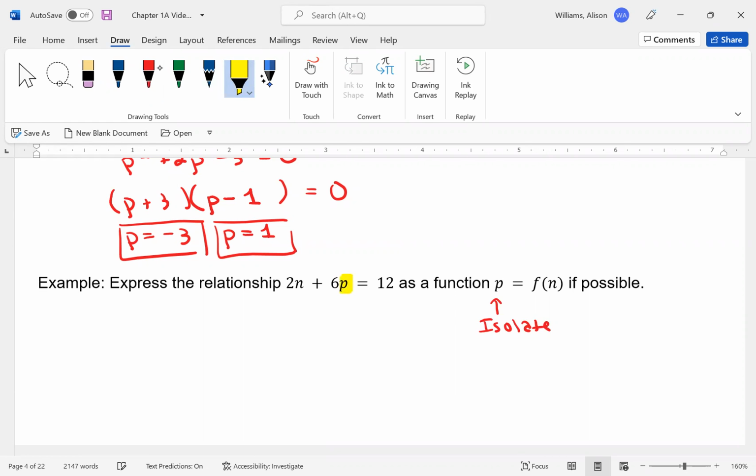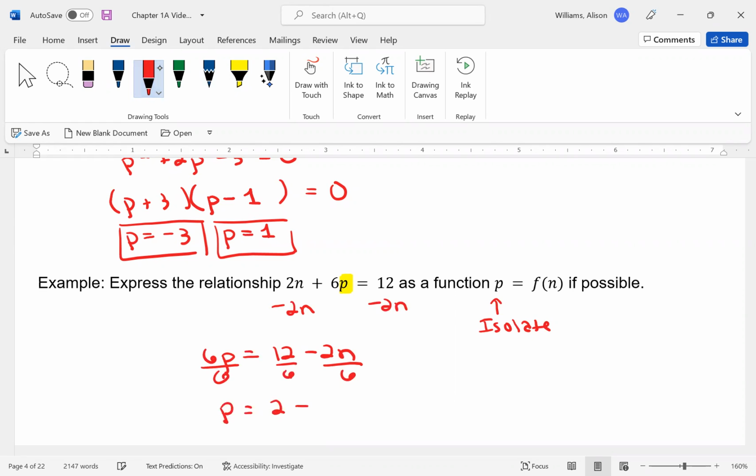Okay, so to do that, I'm going to go ahead and minus 2n. So I have 6p equals 12 minus 2n. Then I'm going to divide everything by 6. I'm going to do that individually. So p equals 2 minus, and that would be 1/3 n, or n over 3.